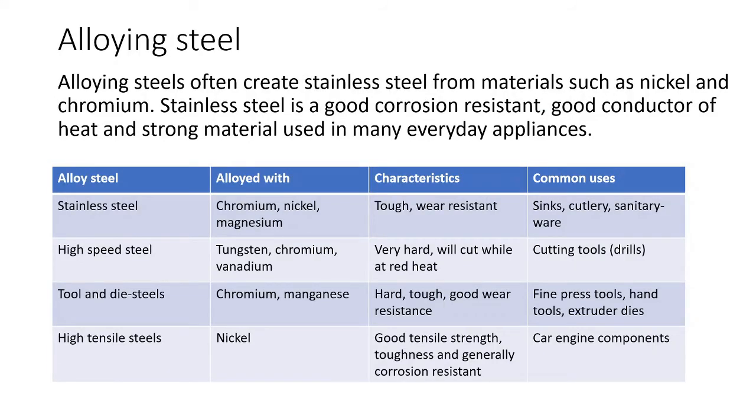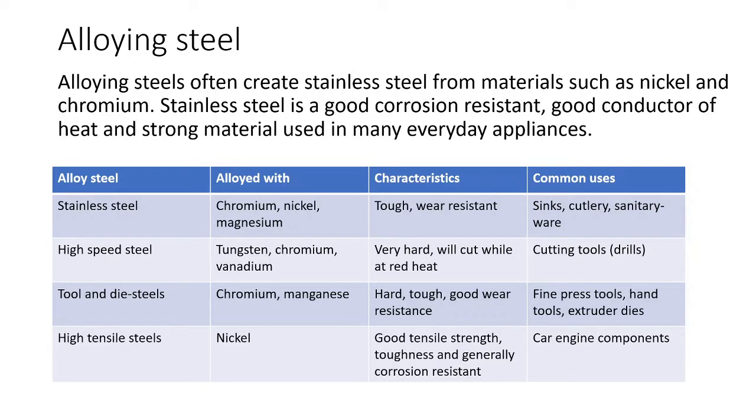So alloying steel. As we said, with steel, you've got iron, which on its own is pretty useless. Take iron, mix it with a certain amount of carbon, and you get low, medium, or high carbon steel. From that, you then can alloy it to get much more useful steels as well.